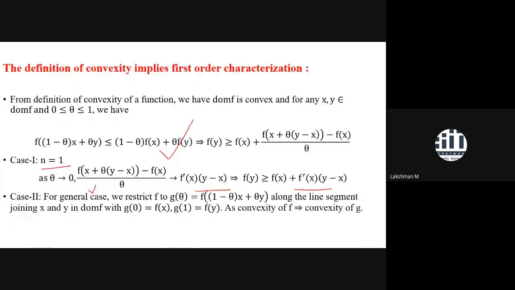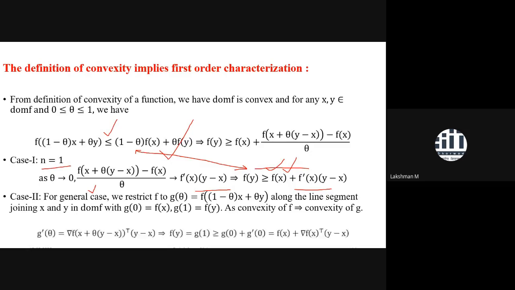That means you are starting with the definition of convexity of a function, and you are starting from here and establishing this result. That is the first order characterization, and the reverse is also possible. You start from this first order characterization, and you can arrive at this result. Both sides are true. So the proofs, if you are interested in mathematical proof, you can go for that. But the geometry is already very much clear.